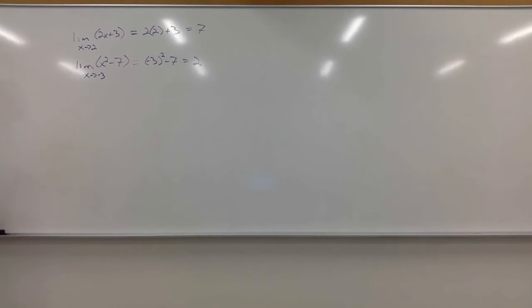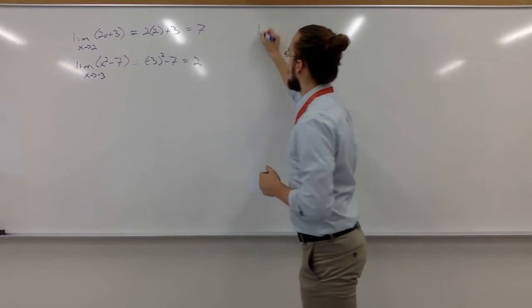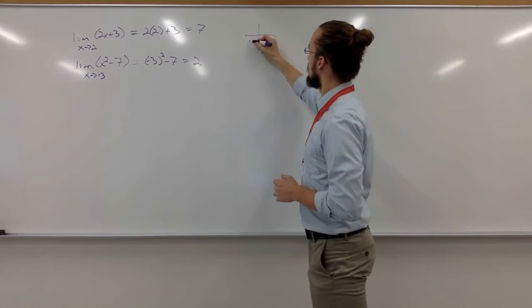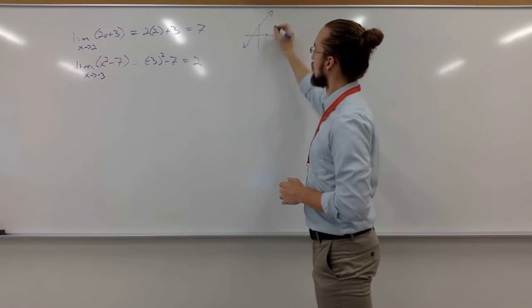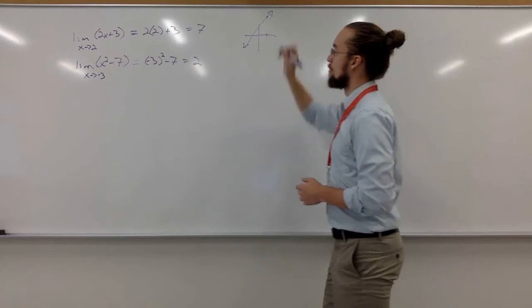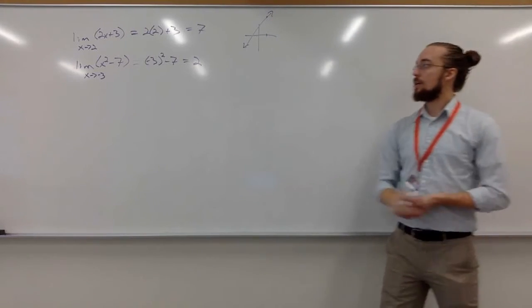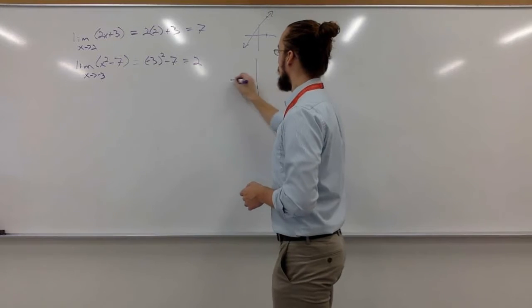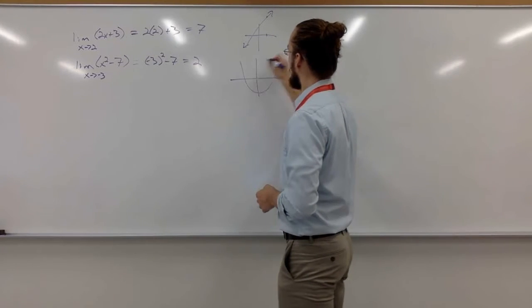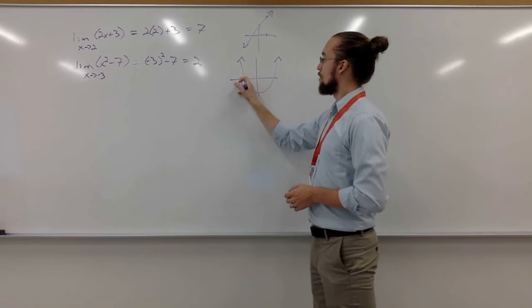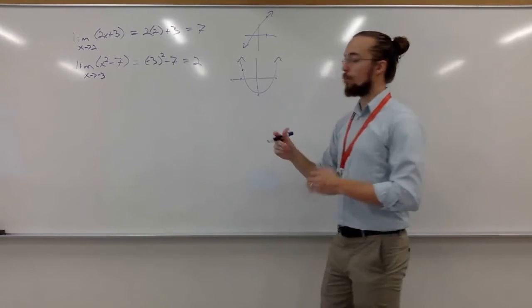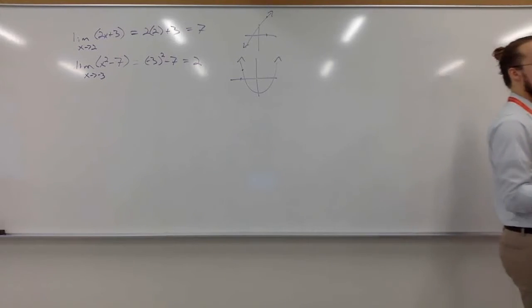We get 2. Okay, so in both of these cases, the limit just equaled the function value, right? And you can think about this graphically. 2x plus 3 is just this line that looks like this. So at x equals 2, I'm approaching a value of 7 from both sides. And this one, if we think about it graphically, x squared minus 7, looks something like this. So as x approaches negative 3 over here, I'm approaching a y value of 2 from both sides.